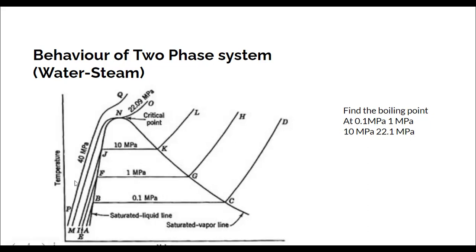So if you look at this temperature diagram, this curve, you'll find that this temperature TB, which is equal to TC, is the saturation temperature at 0.1 megapascal. The temperature TF, which is equal to temperature TG, is the boiling point at 1 megapascal. Boiling point or saturation temperature, they are the same. Similarly, TJ and TK are the saturation temperatures at 10 megapascals or 100 bar. And at the critical point, you can find out the temperature from the steam tables. So how do you get these values from the steam tables?